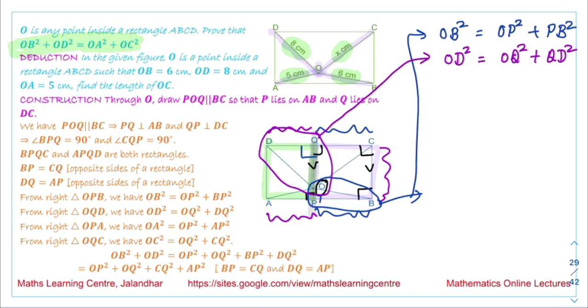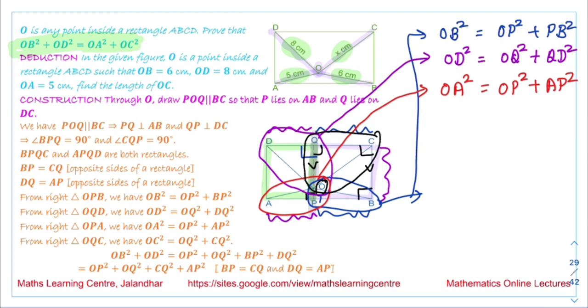Third we are considering the triangle OPA. For this triangle we are saying OA square is equal to OP square plus AP square. And last we are considering the triangle OQC. For this triangle we have OC square is equal to OQ square plus QC square.